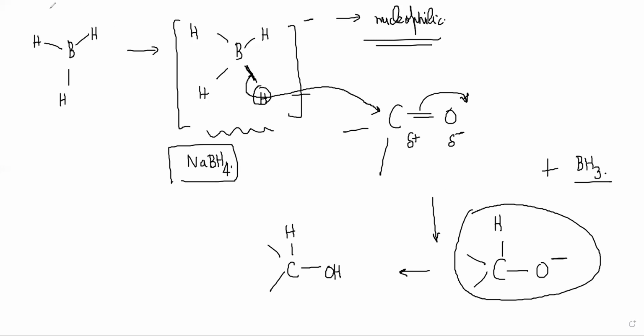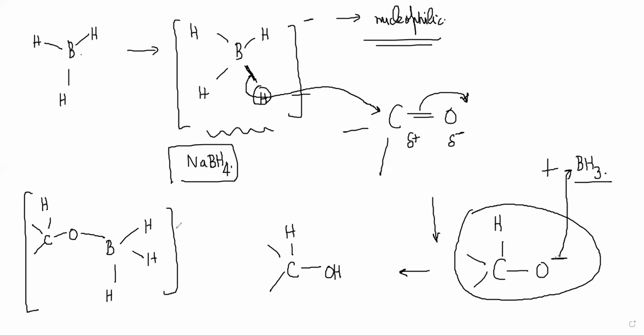So here the BH3 has an empty p orbital, nothing was there. So the oxy anion can give its 2 electrons to it and form a bond. So it will become something like this: C, O, B, and H3. And the overall thing will now have a negative charge, because charge cannot be destroyed. So overall the thing will have a negative charge, and a complex type of compound has been formed.